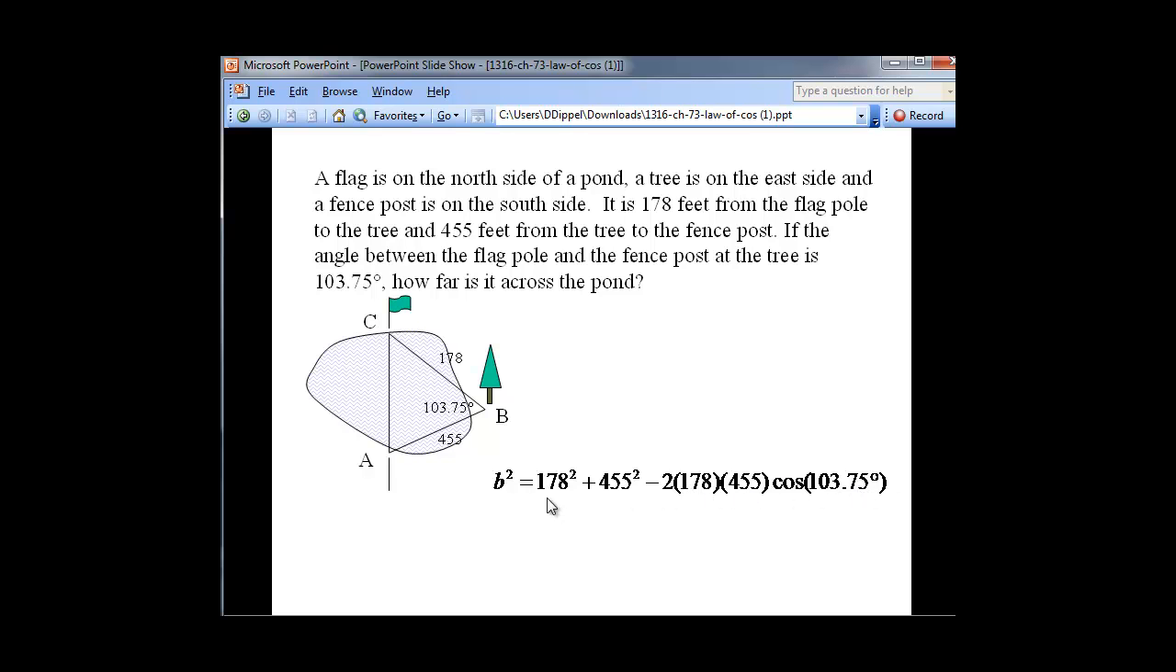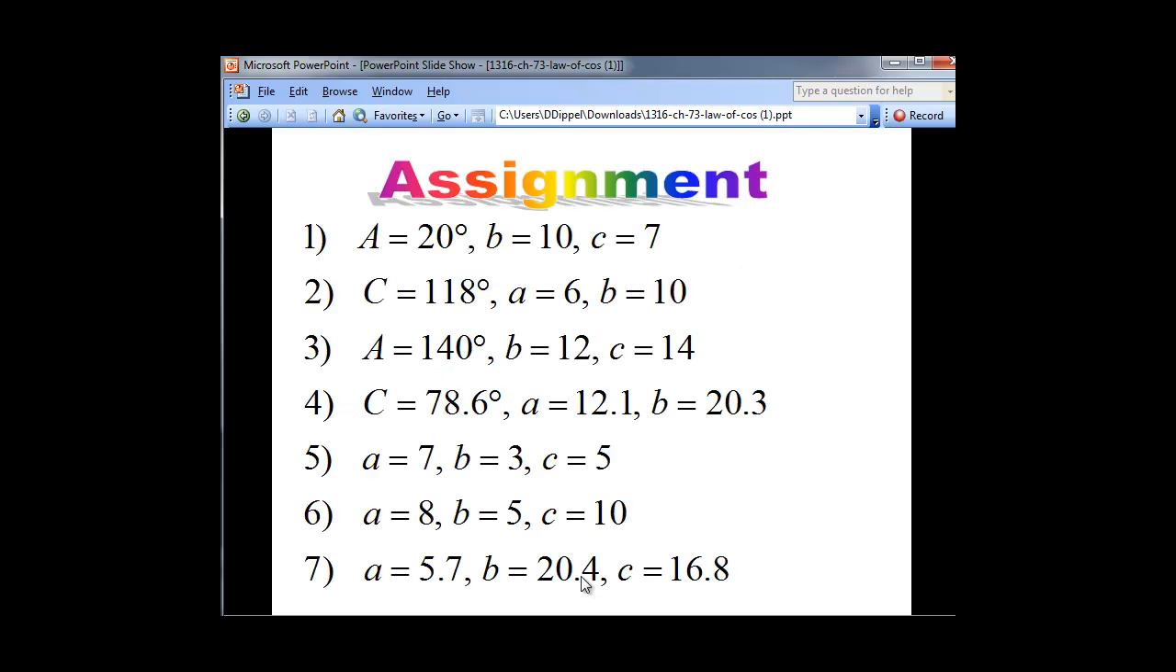Just type all that into a graphing calculator, and you get b squared is about 277,000. When you type all that in, b should come out to be the square root of 277,000, which is 526.5 feet. So just type that on the calculator. That's what your answer should come out to be.